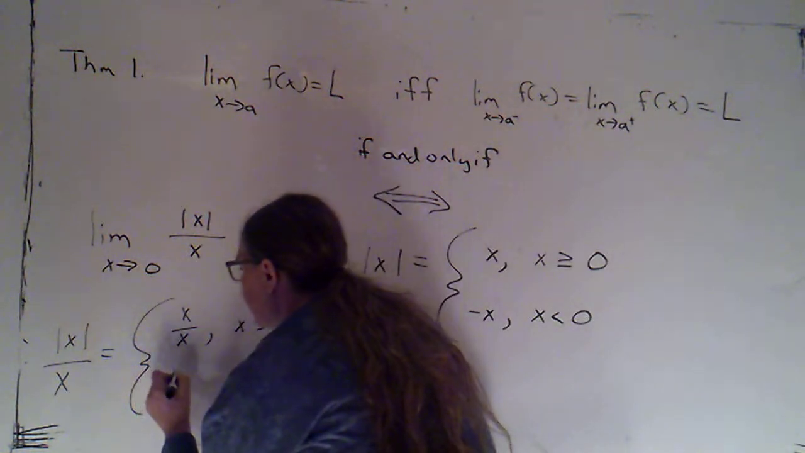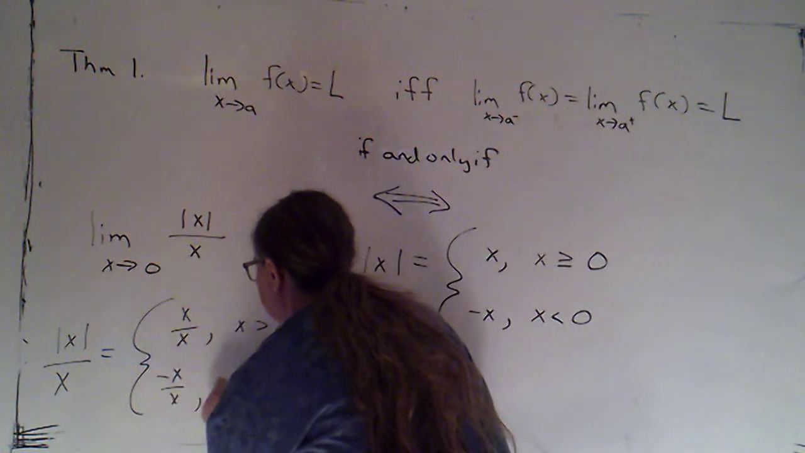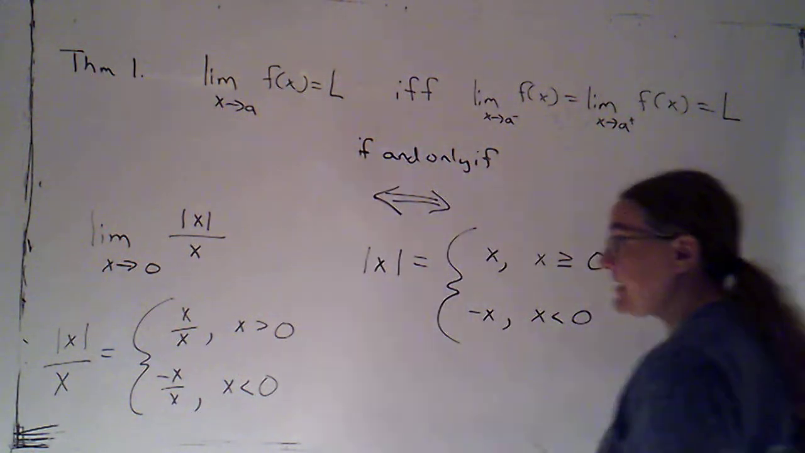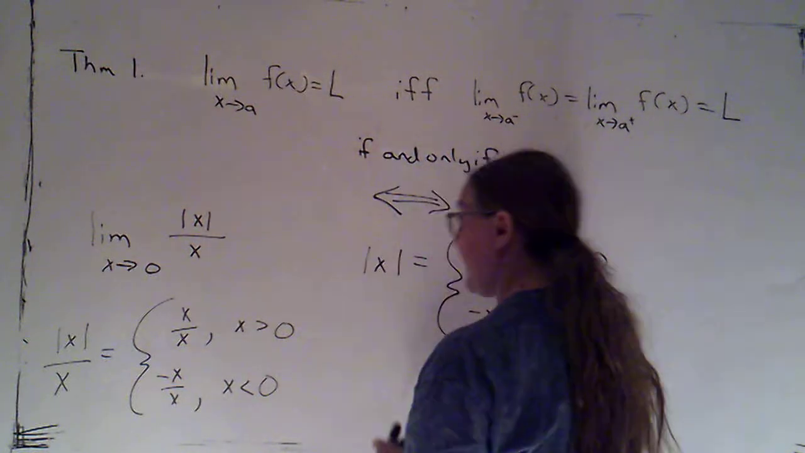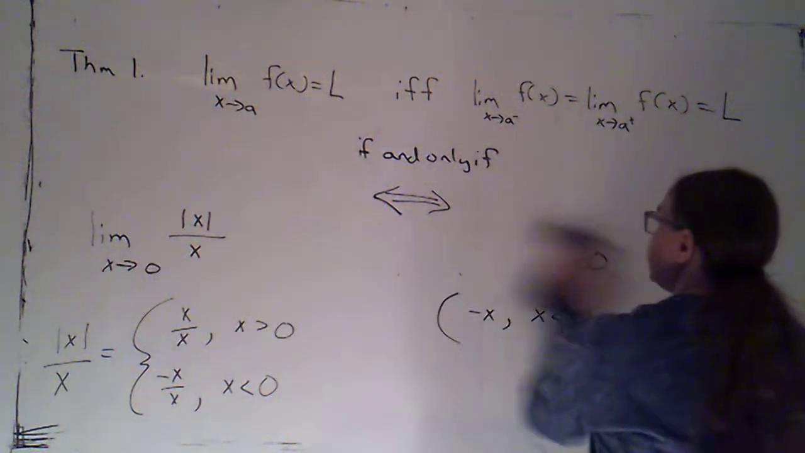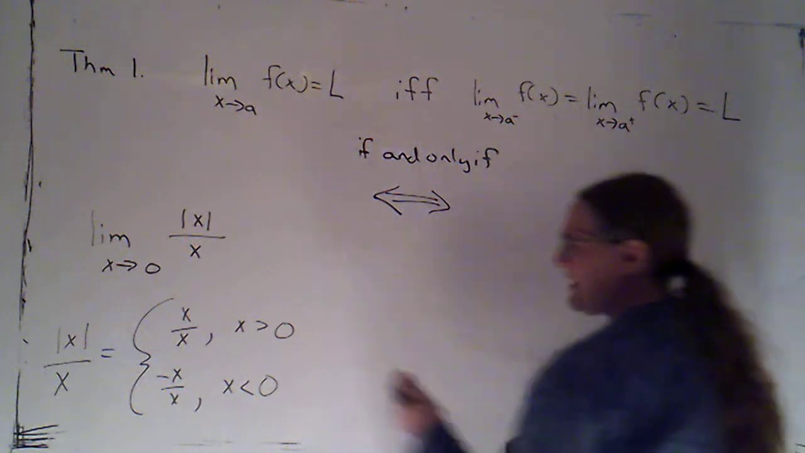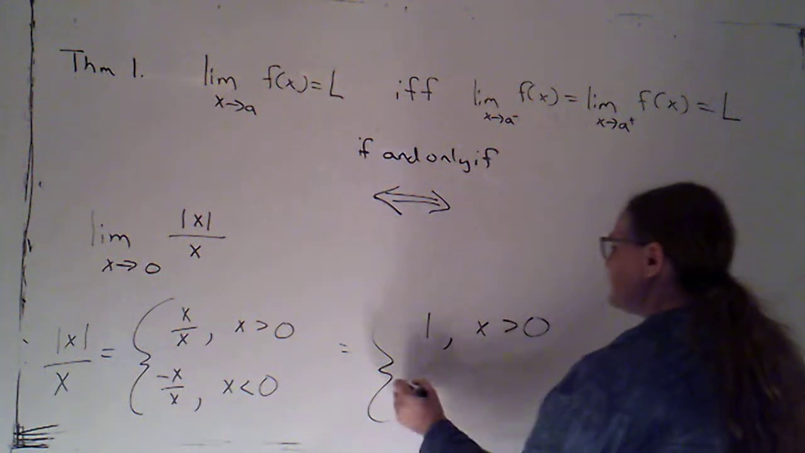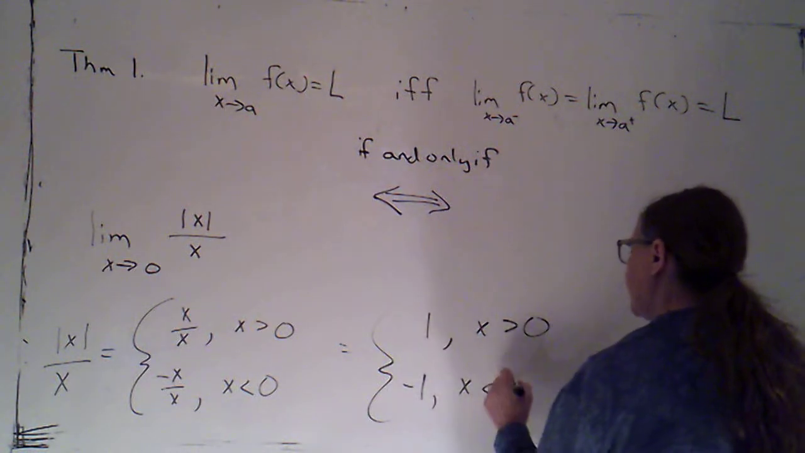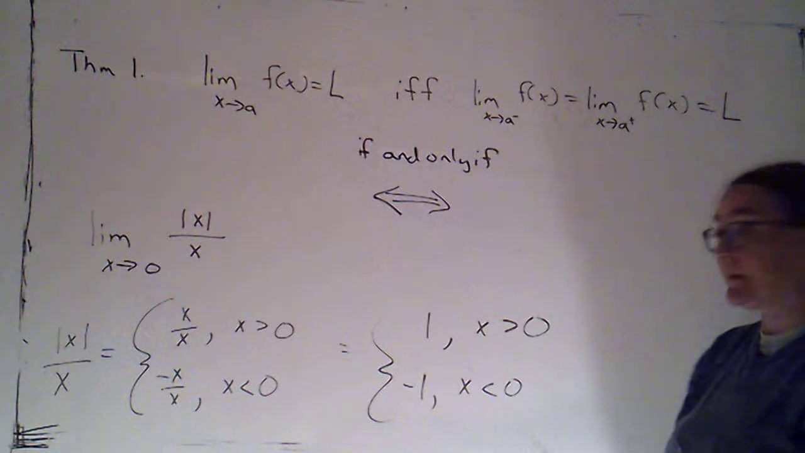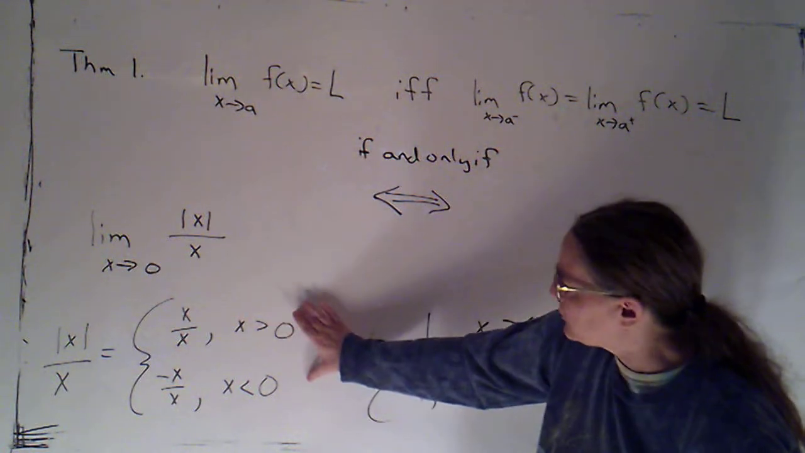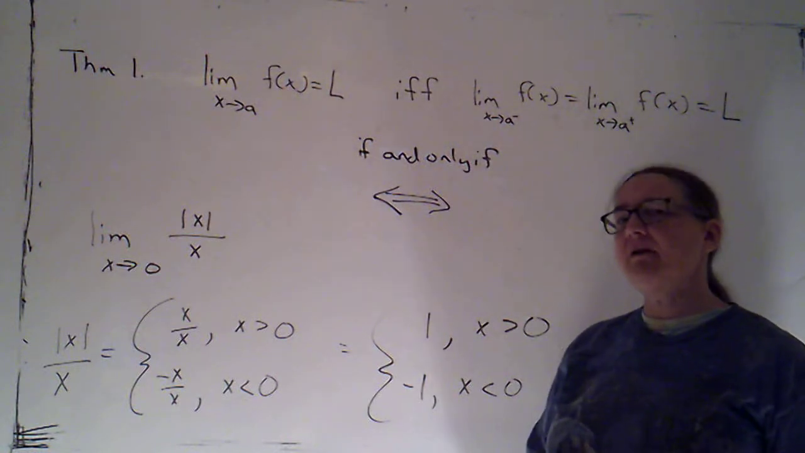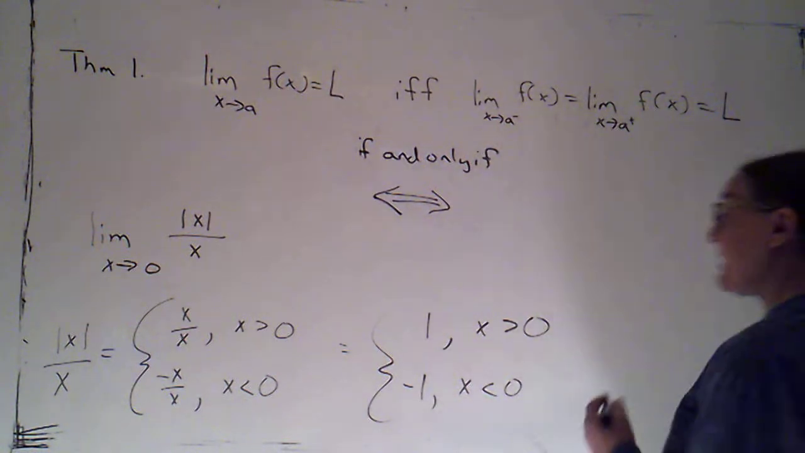But it would be the opposite of x over x if x is less than 0. And I can then simplify that even further if I want to, because as long as x isn't 0, that's going to simplify even further. So this is just going to be 1 if x is bigger than 0, and negative 1 if x is less than 0. So because my rules come in two different pieces, I can't really take the two-sided limit all at once, but I can take the one-sided limits.